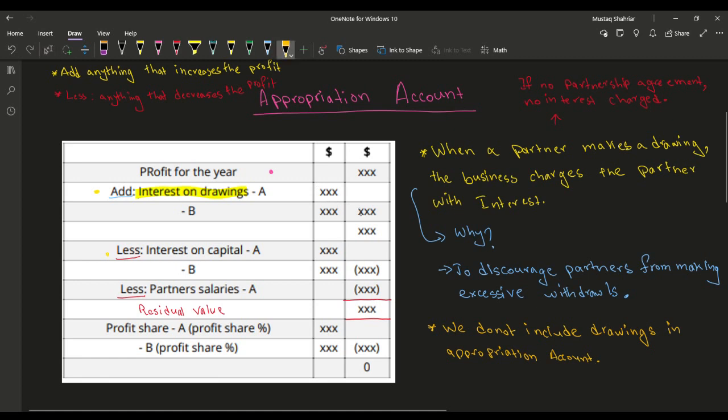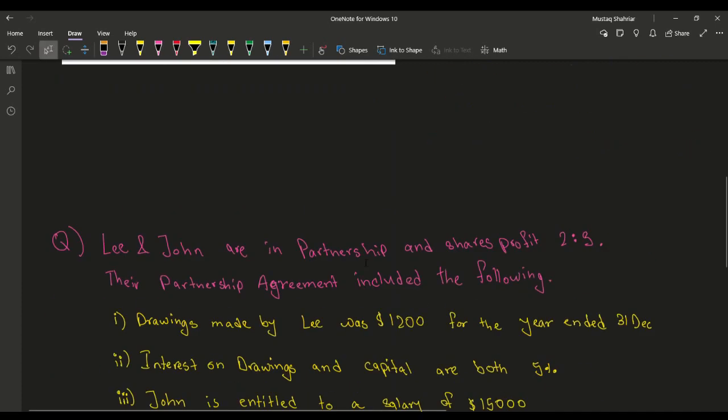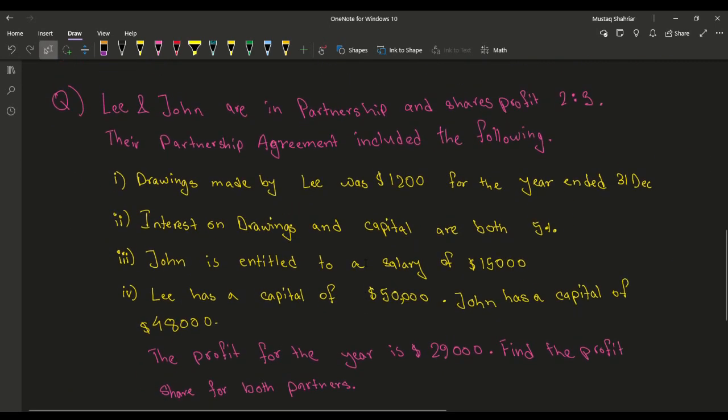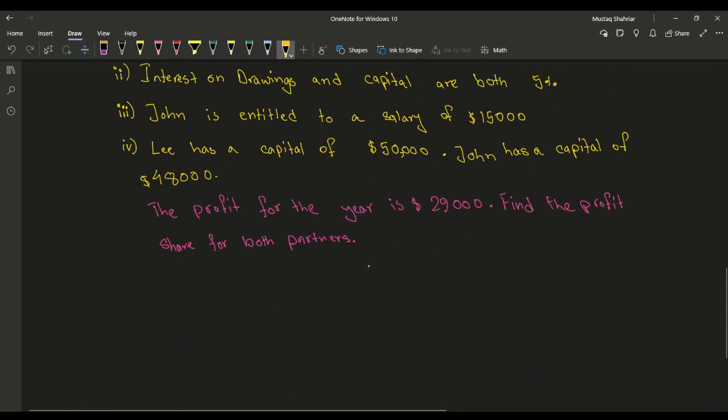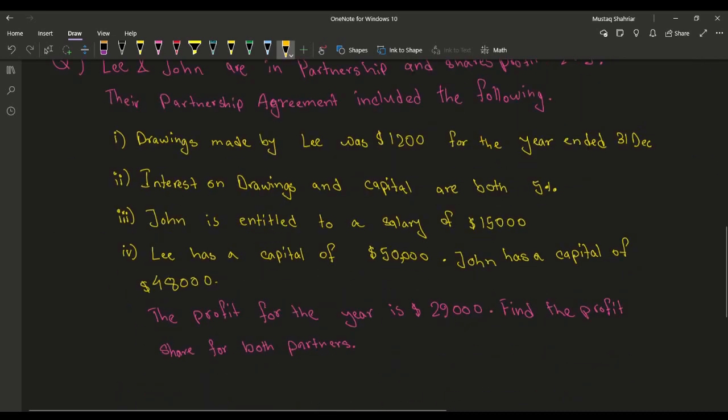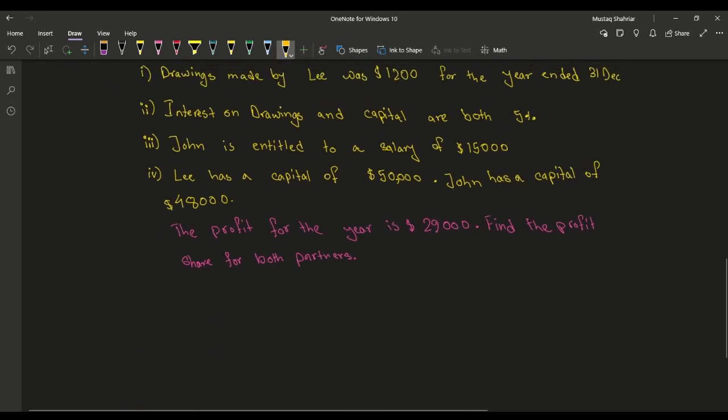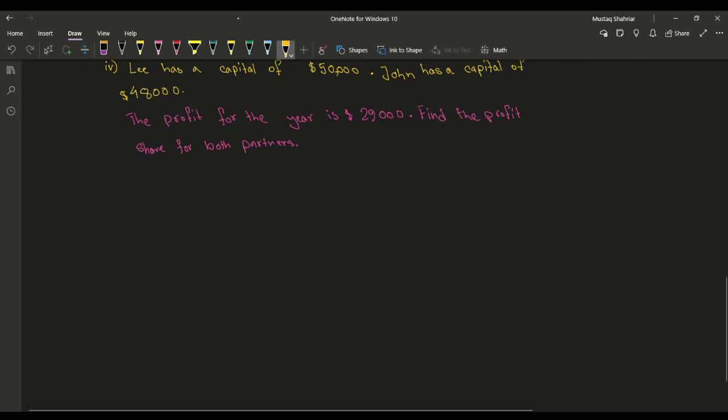Now, I have a question. If you have understood this, I think that's basically what partnership contents include. I have prepared a question for you here. Kindly pause the video and solve this question. If you need help, you can check out the draft here, make some adjustments and find the profit share. So define the profit share for both partners, and I'm gonna solve it as well. Guys, please pause the video and solve this and then come to the solution.